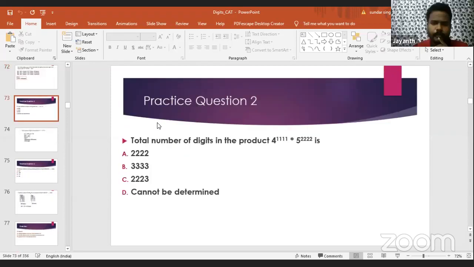Okay, do this one. Find the total number of digits present in the product 4 power 111 into 5 power 222. Do this one. Find the total number of digits present in the product.